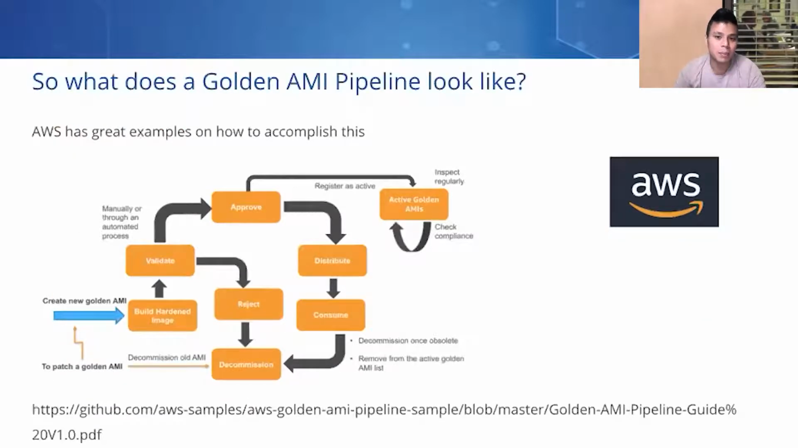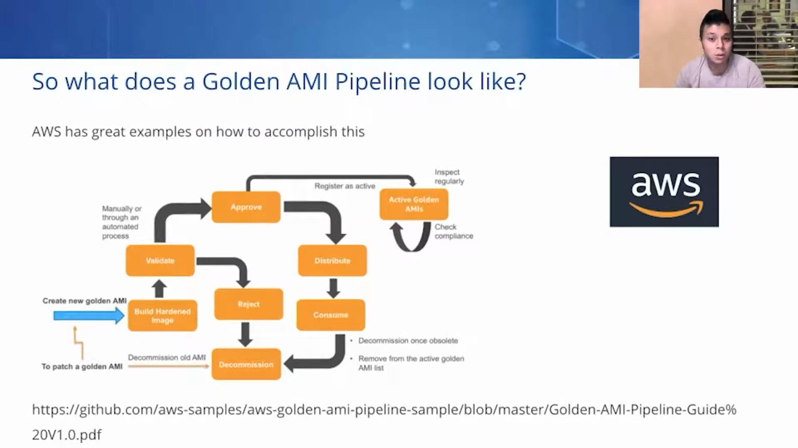So what does a golden AMI pipeline look like? Well, AWS has many resources and case studies that demonstrate a working pipeline that integrates with AWS Inspector, as well as third-party inspection tools such as Qualys and Tenable. The general idea and the flow is the same between all these pipelines, however.